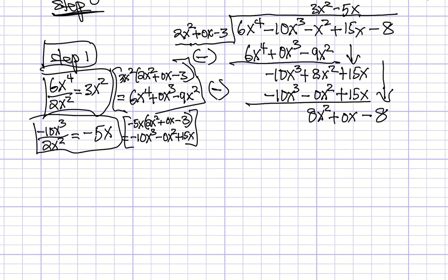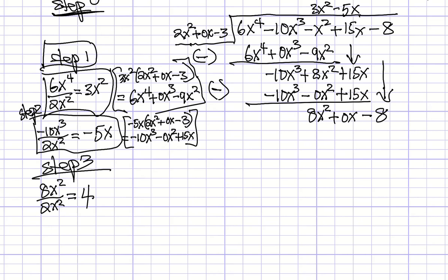And then we'll repeat the process. This is step 2. I forgot to write step 3. We'll do step 3. If you don't have to write step 1, step 2, that's fine, as long as you can keep track of what you're doing. We'll repeat the process. 8x squared divided by 2x squared. What do you get? Everything cancels out. You get 4. It's just 4.